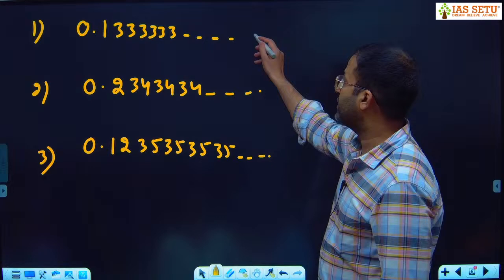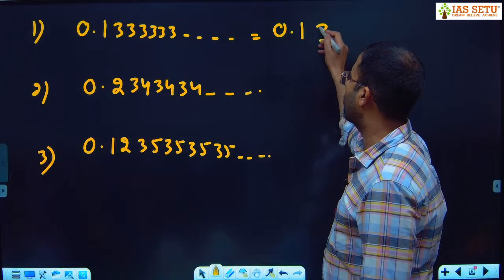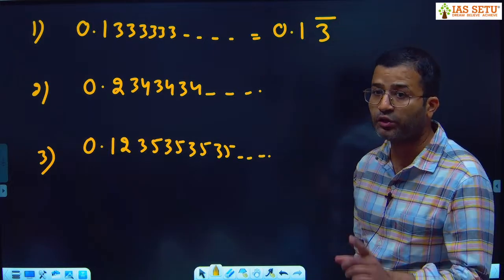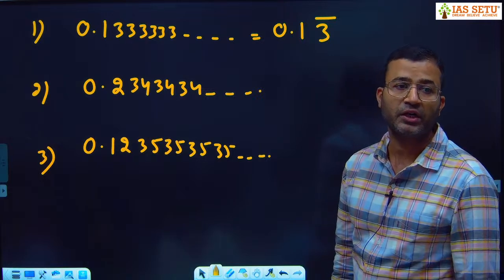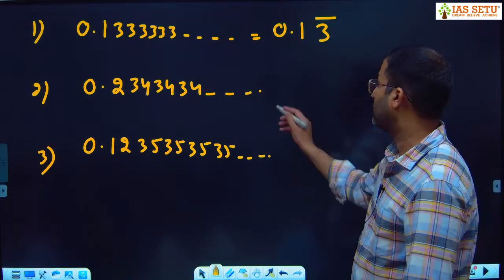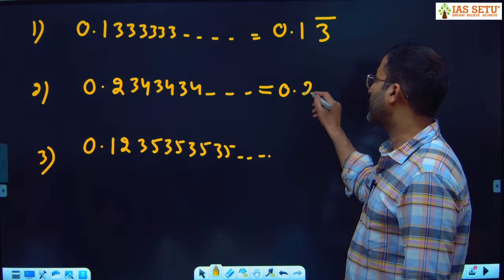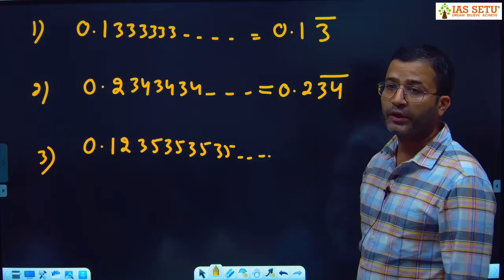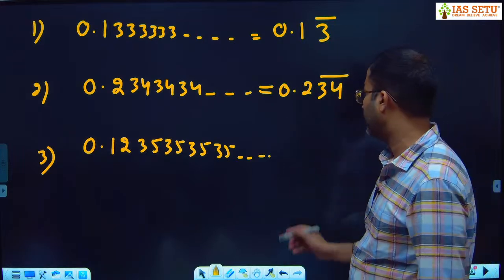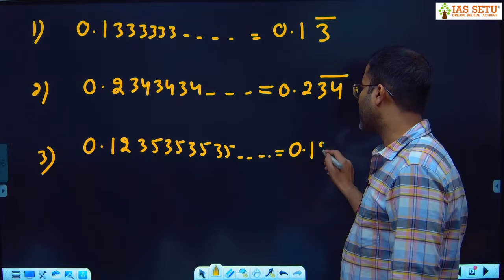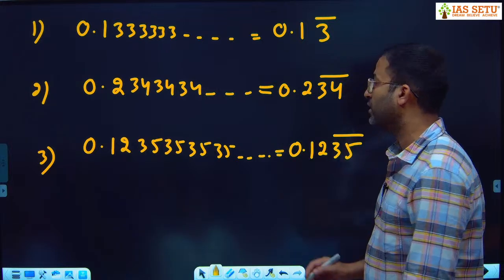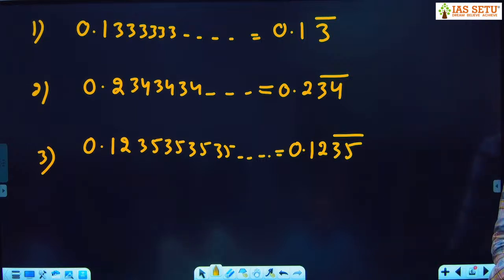So we write it as 0.1 bar on 3. 1 is not repeating, only 3 is repeating. So we have to put a bar on 3. Second question, 0.2 bar on 34, because this 34 reoccurs again and again. This is 0.12 bar on 35, because this 35 reoccurs again and again.